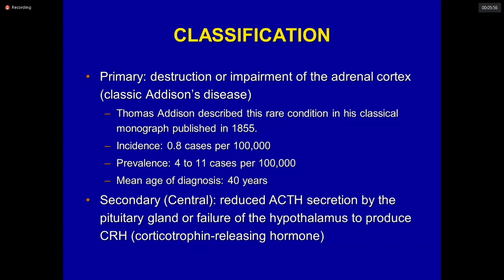Or it could be secondary because of low ACTH secreted by the pituitary, and that because of many reasons we'll be discussing later on, or failure of the hypothalamus to produce CRH. So anything in the central pituitary or hypothalamic area causing reduction of these hormones and in turn reduction of the cortisol will be termed secondary, while primary when the lesion and the problem is beginning at the adrenal cortex level.